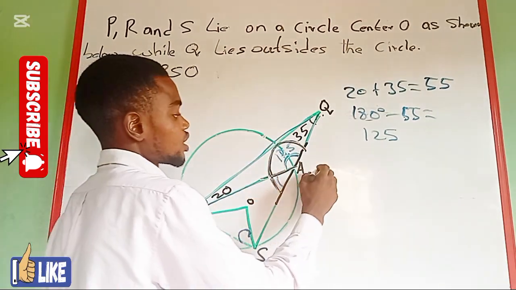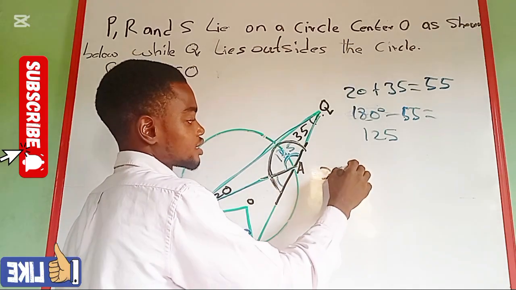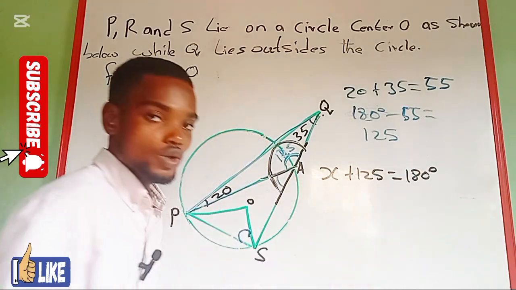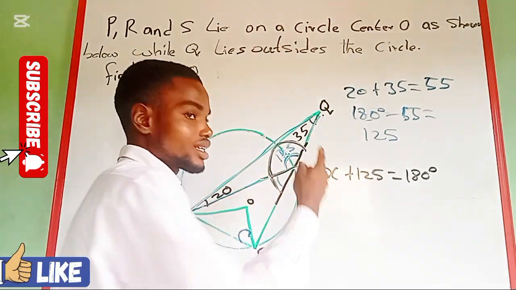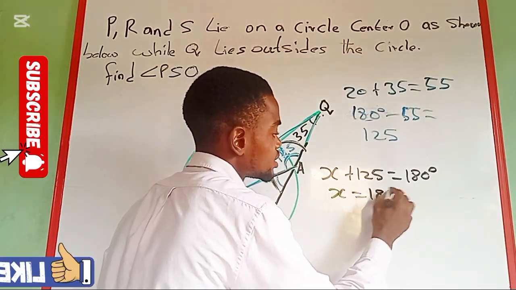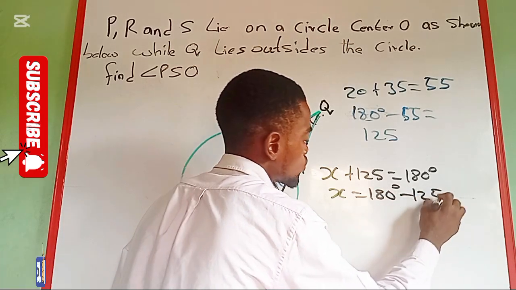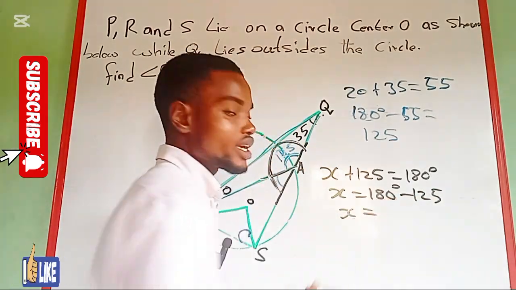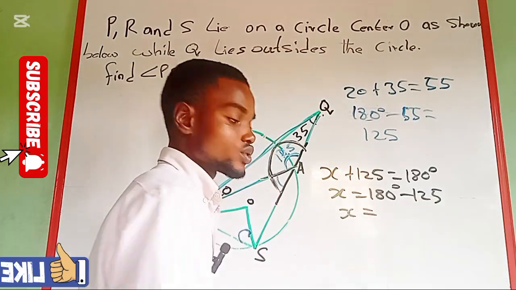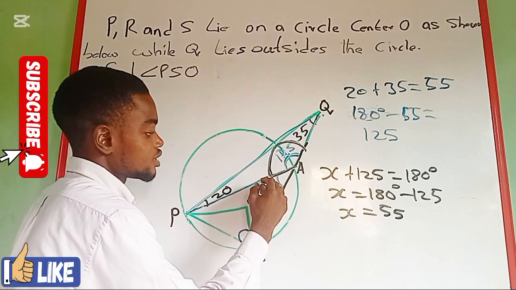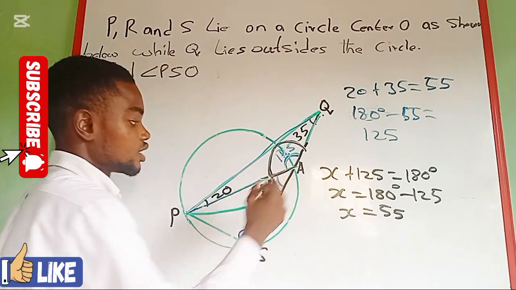We are going to say, let's call it S. S plus 125 equals 180 degrees, because they are found on a straight line. You put it in a bracket so that S is now equal to 180 degrees minus 125. S is equal to 80 minus 25, which gives us 55. So the angle found here is 55 degrees.